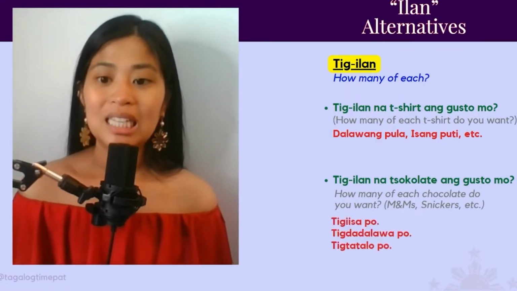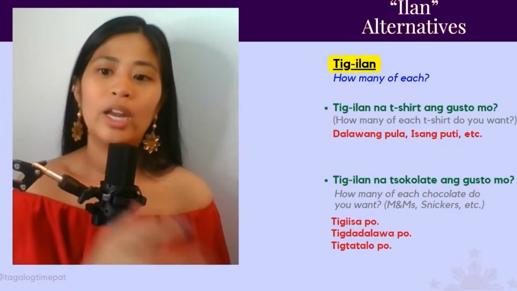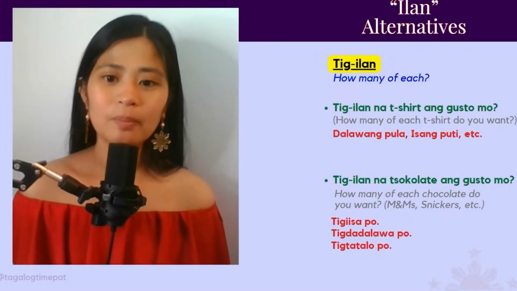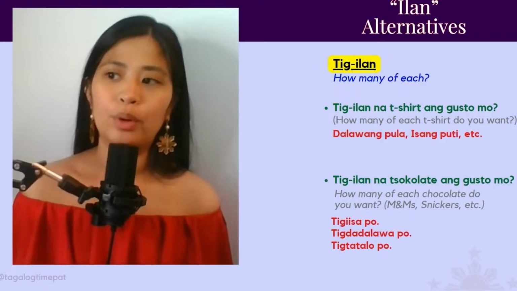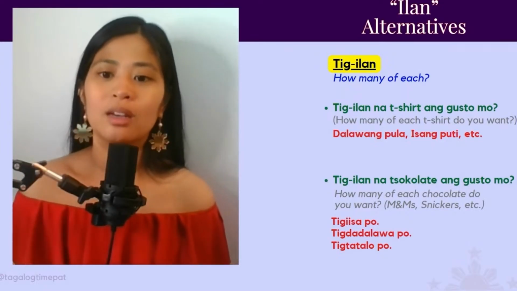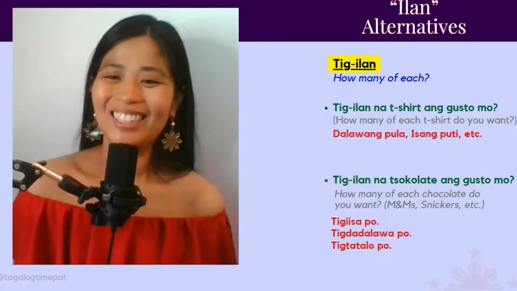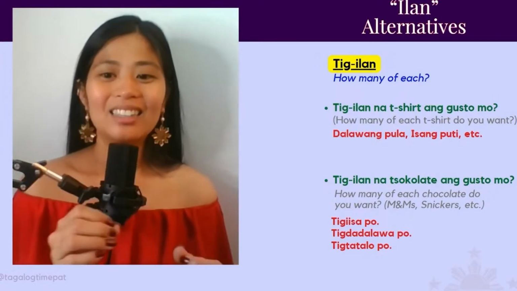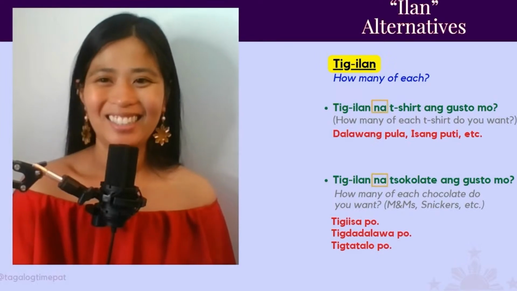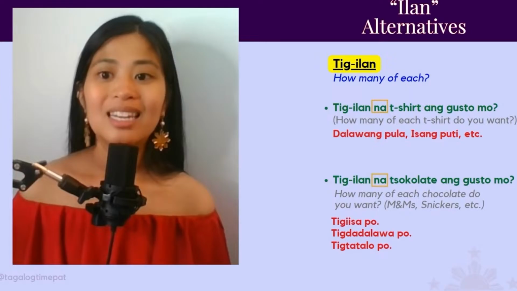You could say, tig iisa po. I'll take 1 of each. Tig iisa. 1 M&M, 1 Snickers, 1 Twix. Or tigdadalawa po, 2 of each. 2 M&Ms, 2 Snickers, 2 Twix. Tigdadalawa. And then tigtatatlo po, 3 of each. You get the idea. And then I want to show you that the question has na.